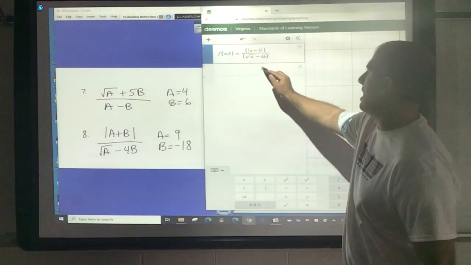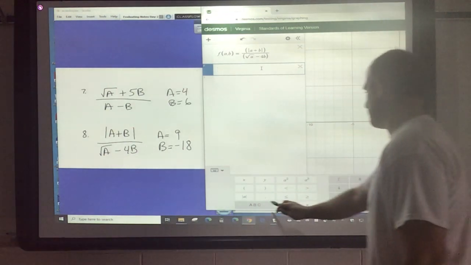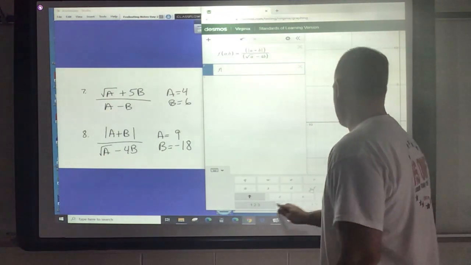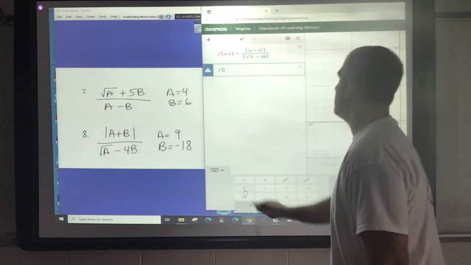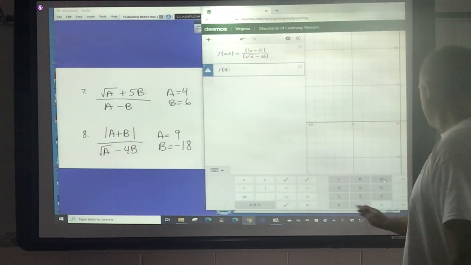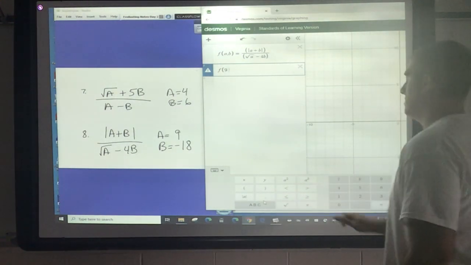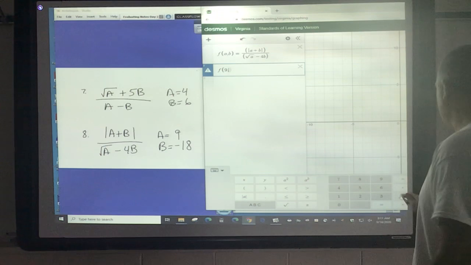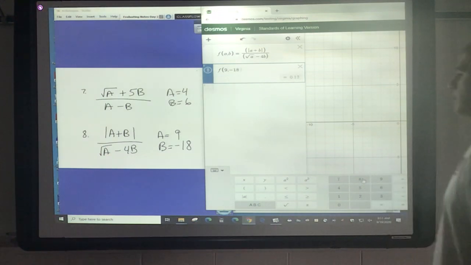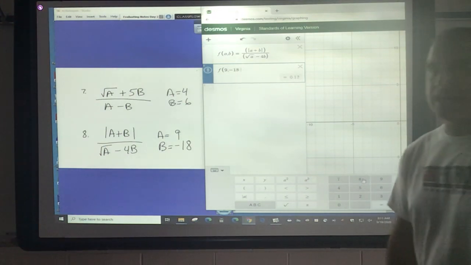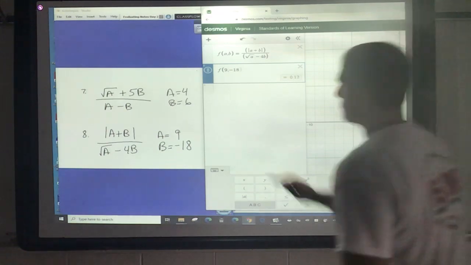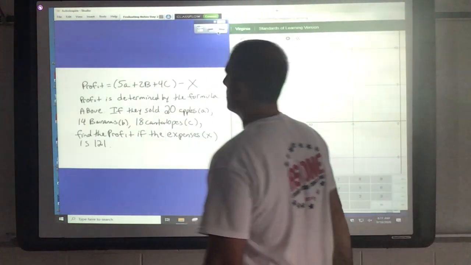Now all we got to do is A is 9 and B is negative 18. So F, parentheses, 9, comma, negative 18. And you get 0.12, which is fine for an answer. All right, and moving on.